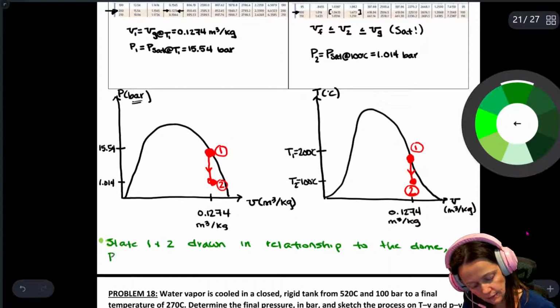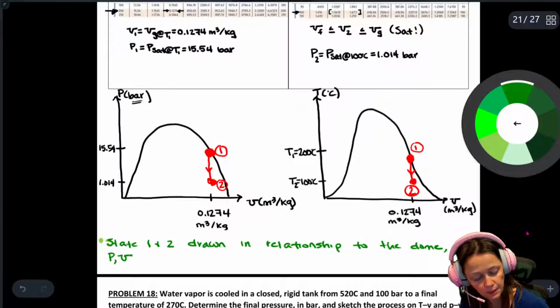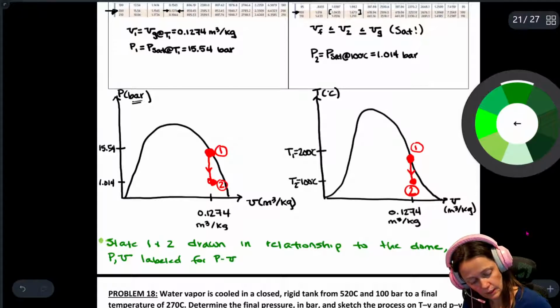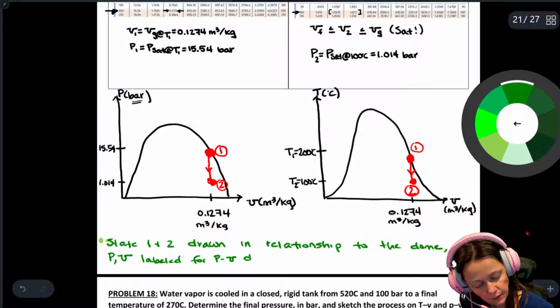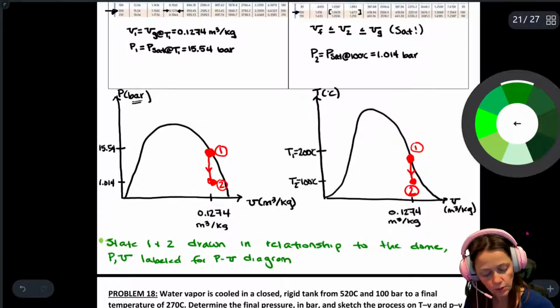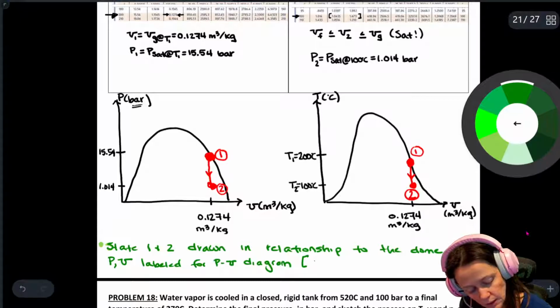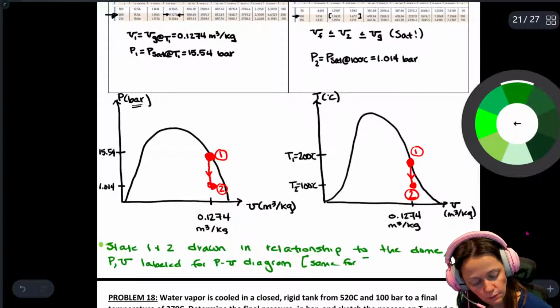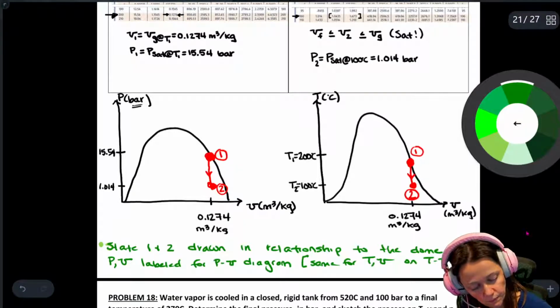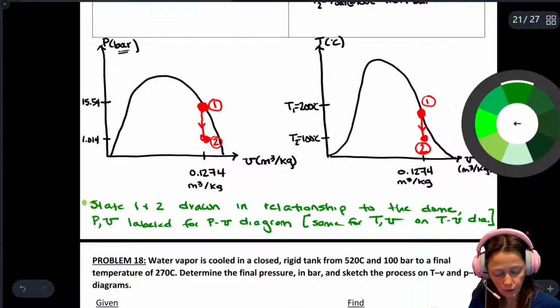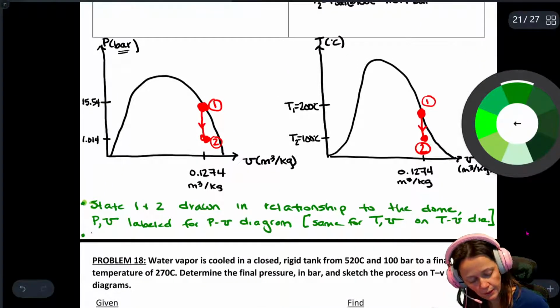And if it's a PV diagram, you need P1 and P2 labeled, or P1 and P2 and V1 and V2 labeled for that PV diagram. Same for the TV diagram. Make sure you have your units. And then the other thing: the process path.